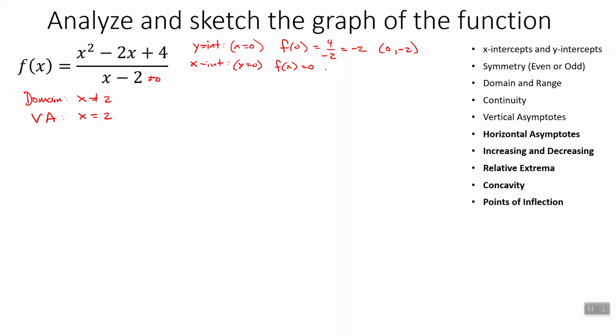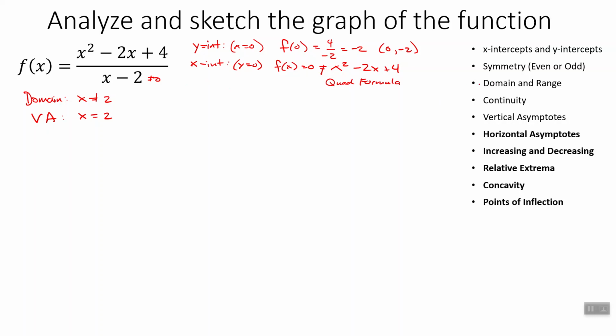So the fraction will equal 0 when the top of the fraction equals 0. And does that factor? Factors of 4 that add to make 2? Doesn't look like that's going to factor for us. In fact, I don't think that's ever going to be equal to 0. I think that's always going to be positive. If we want, we can use the quadratic formula to check. But I don't think it's ever going to equal 0. So we took care of domain.